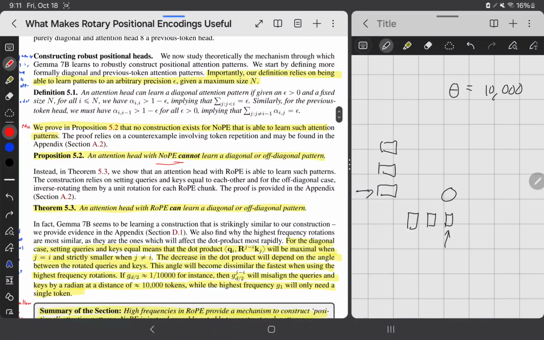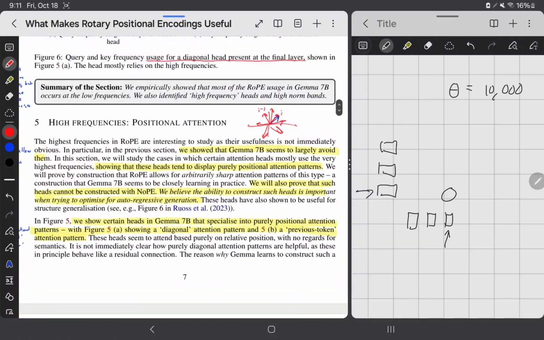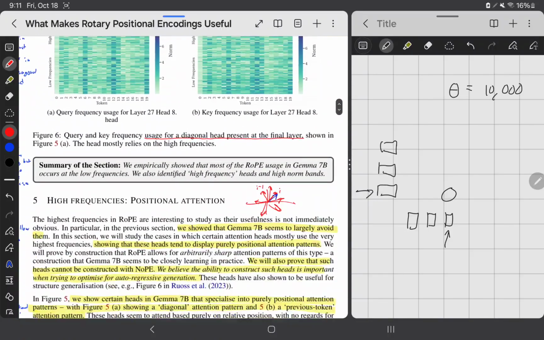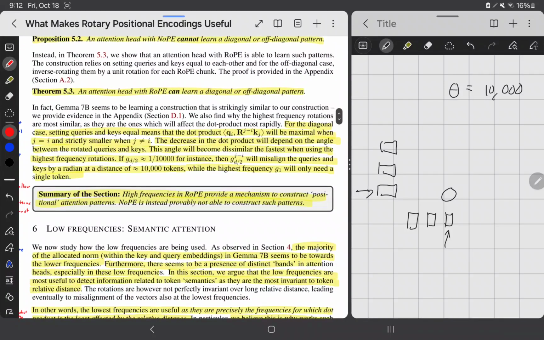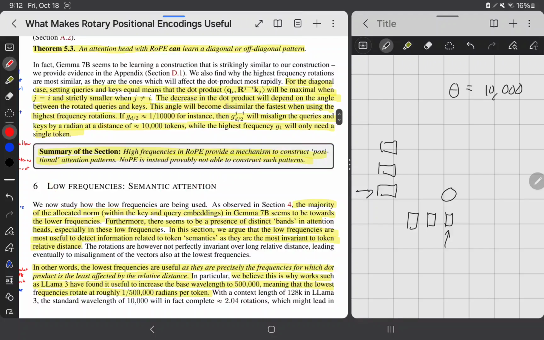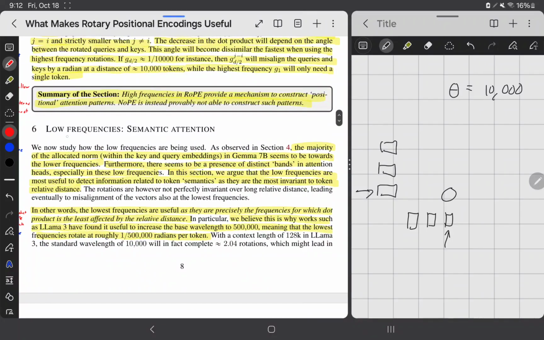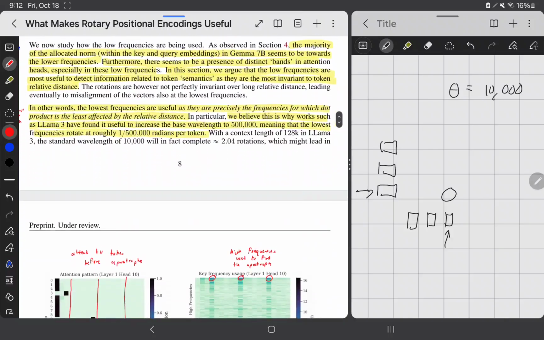But nonetheless, it makes a lot of sense that NoPE cannot learn these purely positional heads up here. So that is one benefit of RoPE that NoPE may not have. High frequencies learn positions, but they cannot use semantics at all. Low frequencies are basically purely semantic.